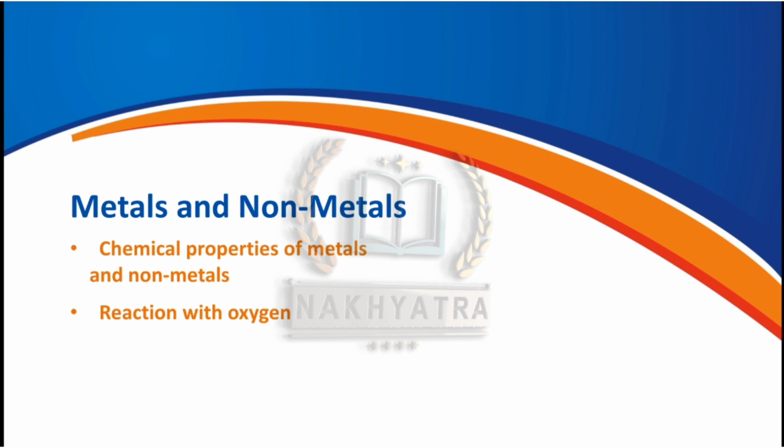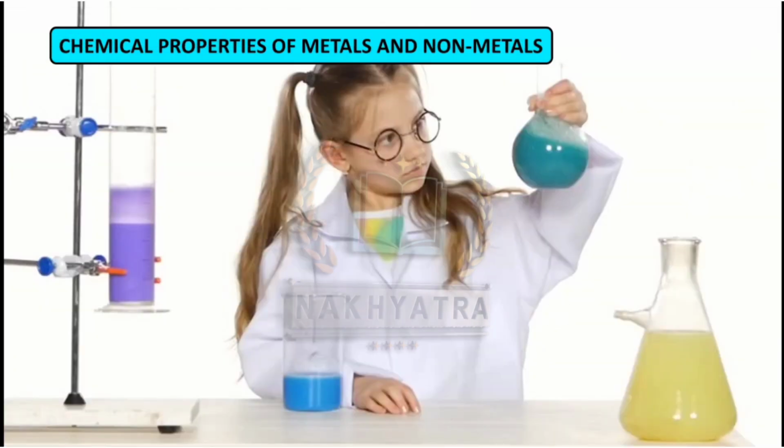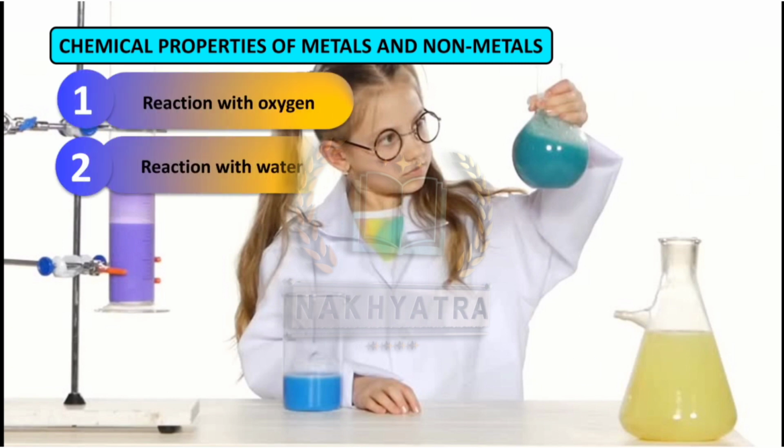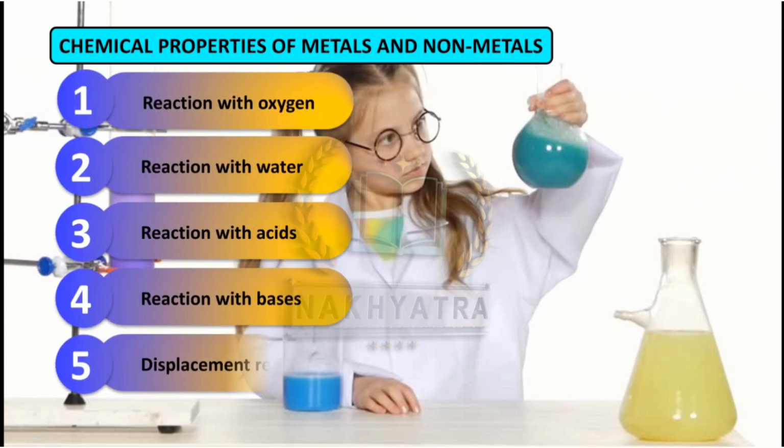So guys, today in this module, we will see the chemical properties of metals and non-metals and then reaction with oxygen. Alright, now let us see the chemical properties of metals and non-metals. So the first one is reaction with oxygen, reaction with water, reaction with acids, reaction with bases, and displacement reactions. So these are the chemical properties of metals and non-metals, and we will see these reactions one by one.